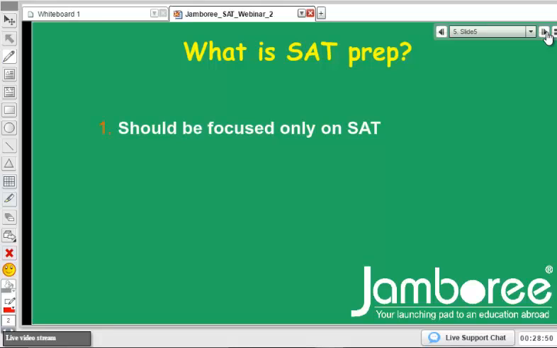Because vocabulary and grammar is limitless. You can know as much grammar as you want to. You can memorize the entire Wren and Martin grammar book. You can memorize the entire Oxford English Dictionary. There is still no guarantee that you will get a good SAT score. So the SAT preparation should be focused on question types, not general English, not grammar, on the types of question. What are the types of questions that are asked by the SAT?